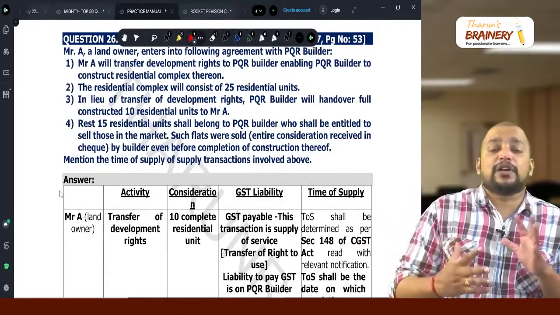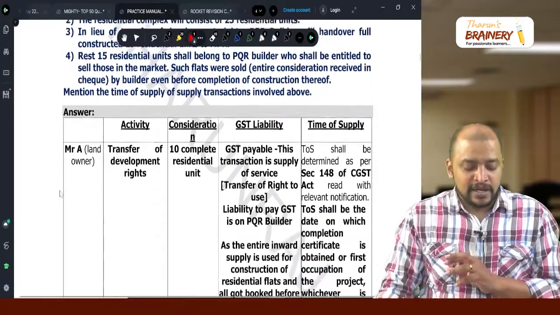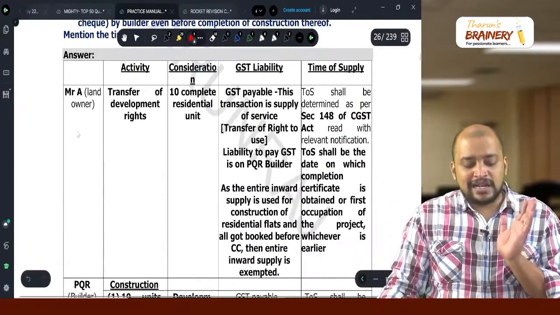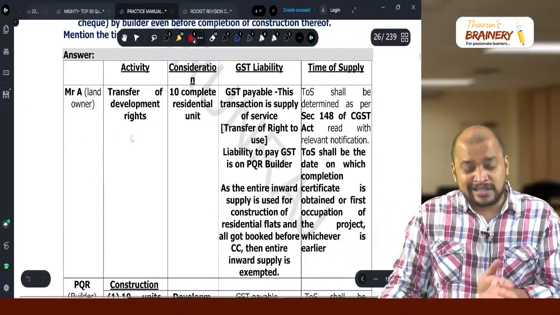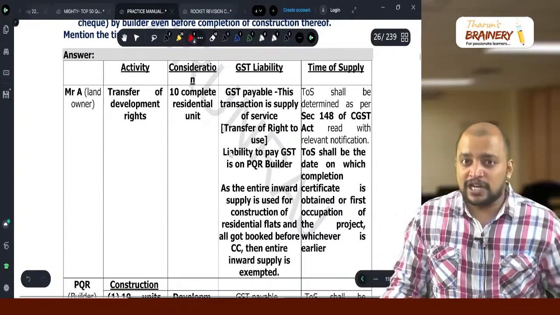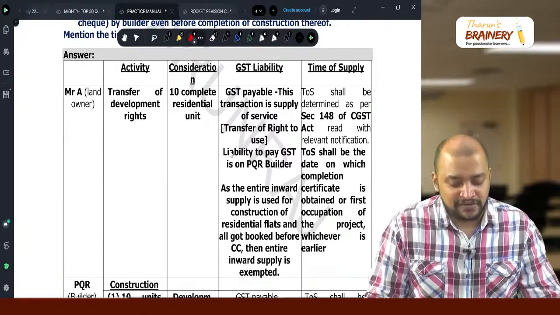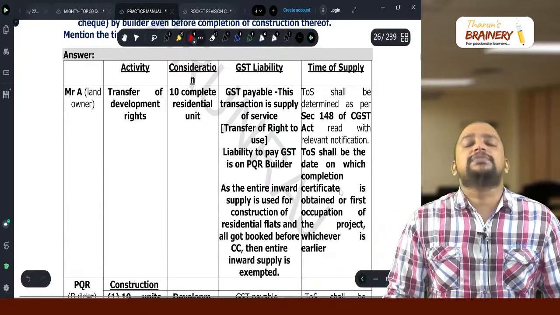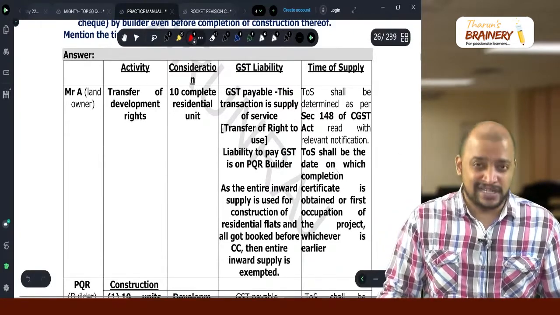Now, this is with respect to the inward supply to the PQR builder. So, first activity, Mr. A transfers the development rights. Consideration is 10 complete units. GST liability is payable by PQR builder, and as there is an exemption available, the time of supply will be completion certificate or first occupation, whichever is earlier.